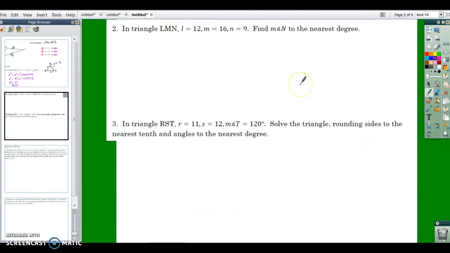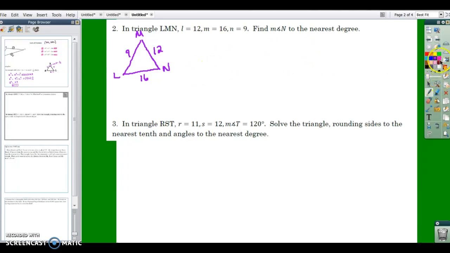Okay, let's try another example. In triangle LMN, again, I'm going to draw myself a picture. Again, this doesn't have to be to scale. It's just for illustration purposes. LMN. Side L is 12, side M is 16, and side N is 9. We need to find angle N to the nearest degree.